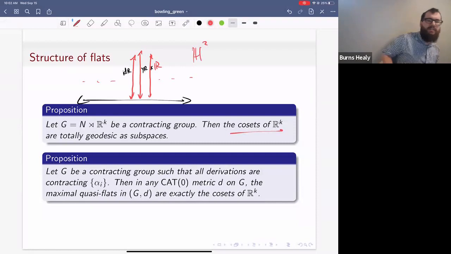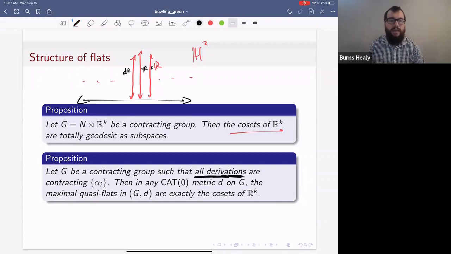And this proposition, again, should convince you why these spaces are not hyperbolic, because they have these high-dimensional flats in them. But H^2 can be hyperbolic because, sure, it has these flats in it, but they're flats of dimension 1. So that's okay. Right. And then if we want to be more specific, if you force all derivations to be contracting derivations, then in fact you can say something even stronger.